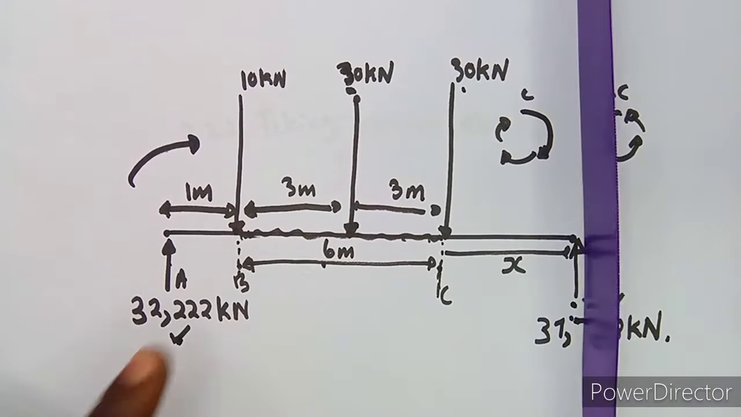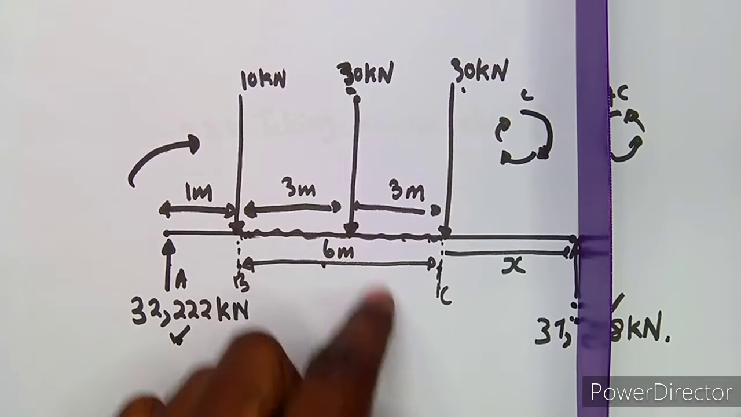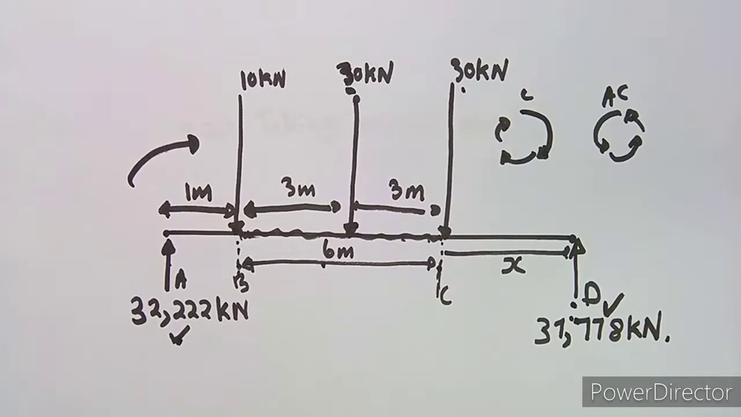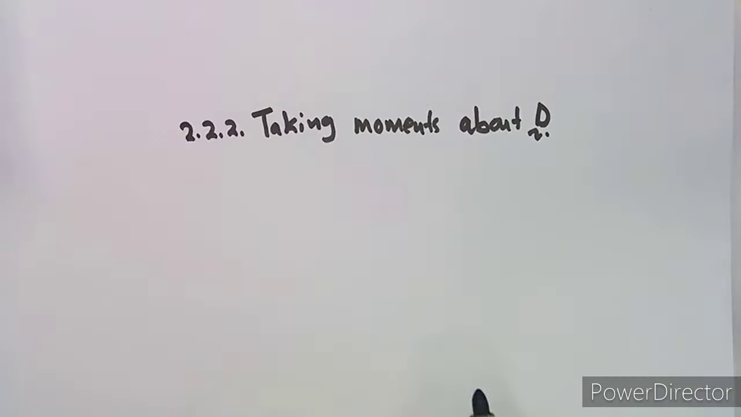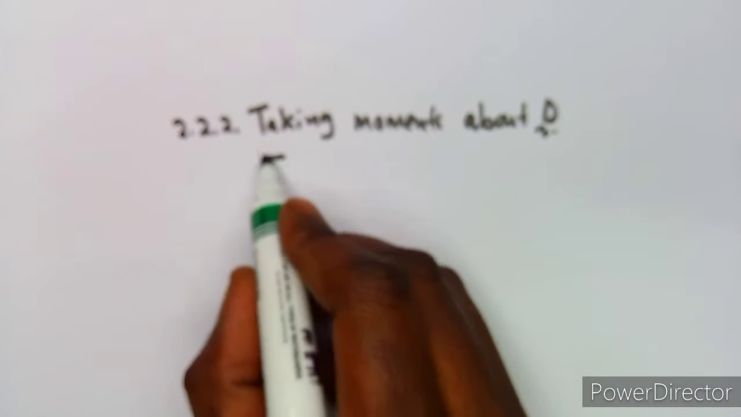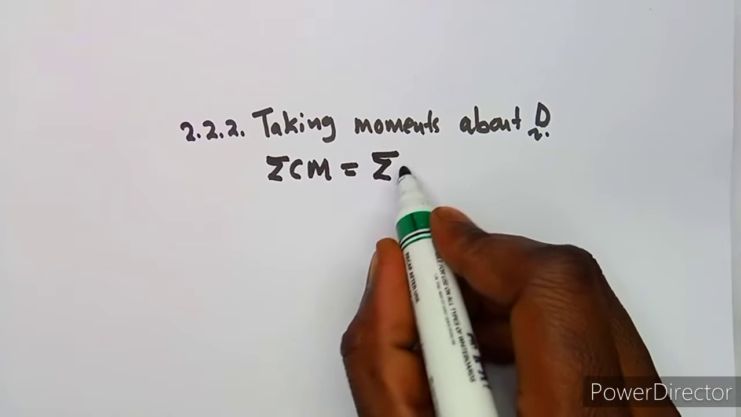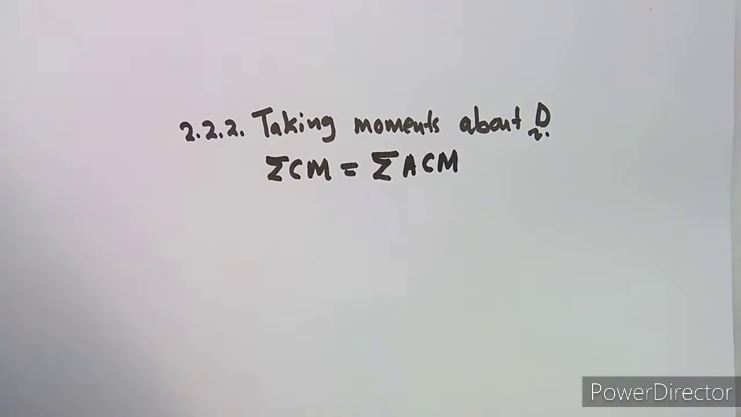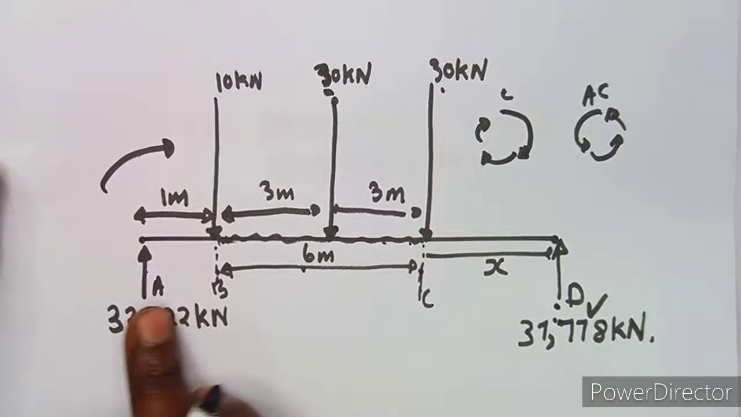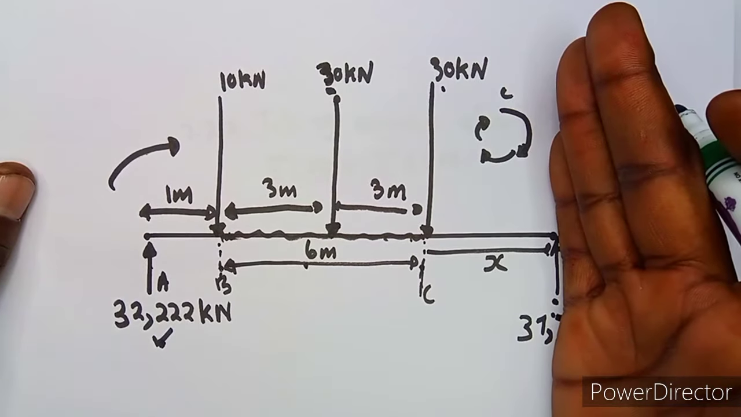Okay, what about these ones? These ones, they are moving this way, which is anti-clockwise. So it means we shall use the sum of moments of clockwise to the anti-clockwise. So the sum of moments in clockwise should be equal to the sum of moments in the anti-clockwise. So for clockwise, we have got this, but we have got a distance back to D here.